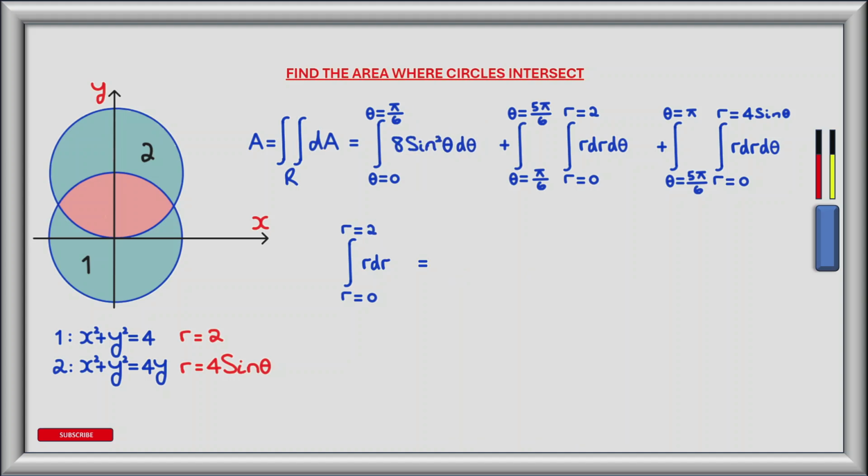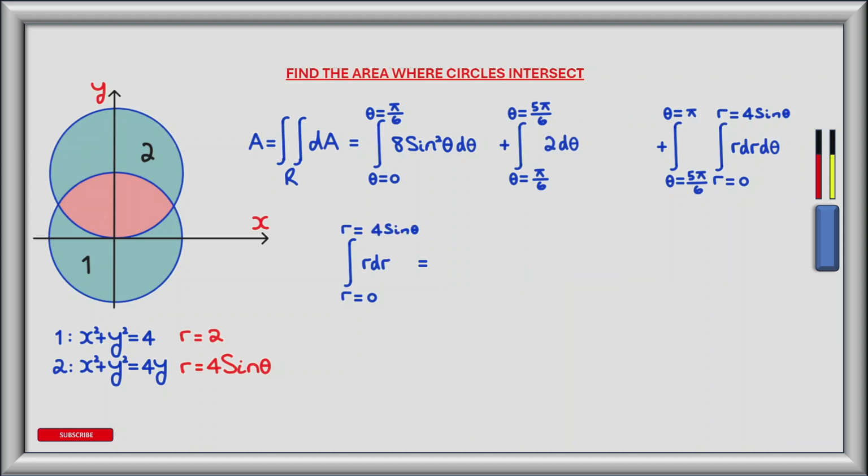In the second of our inner integrals, we want to integrate between r equals 0 and r equals 2, r dr. Using the power rule, the antiderivative is r squared divided by 2, and we need to evaluate this for values of r between 0 and 2. If we plug in these values for r, we get a value of 2.